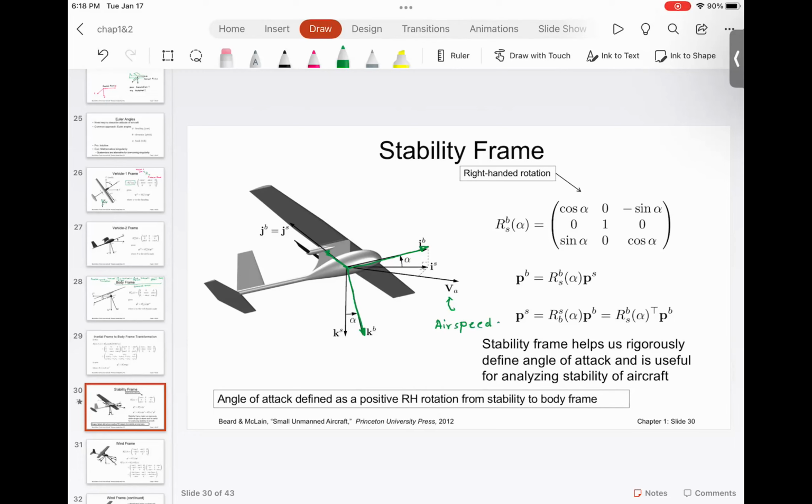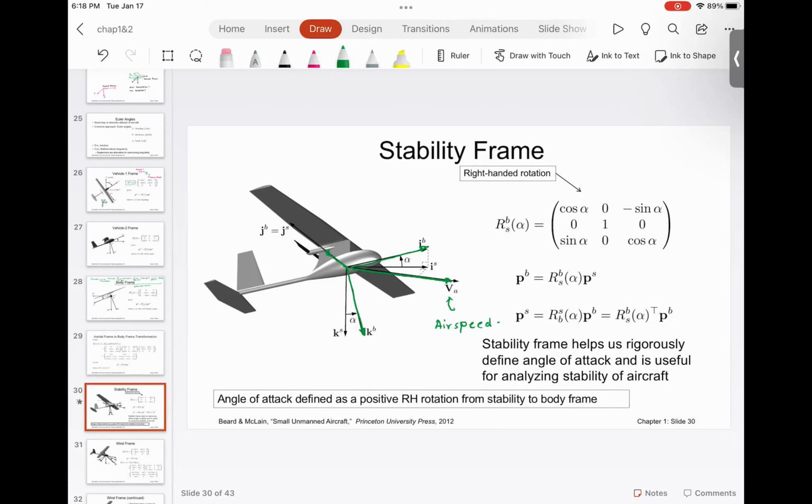is making an angle with respect to the body frame, and it is also making an angle with respect to the projection of the body frame. So what I mean by that, let me show you. This airspeed, it's somewhere over here.